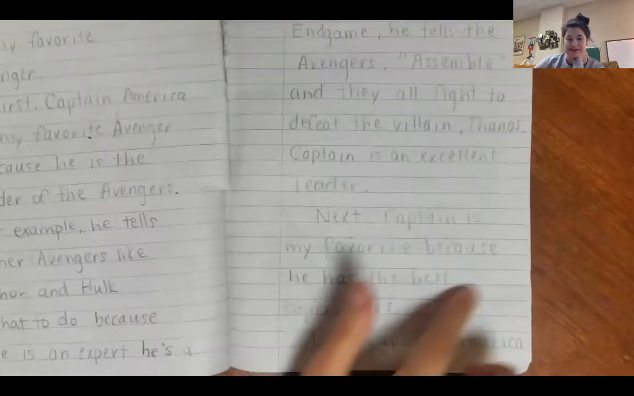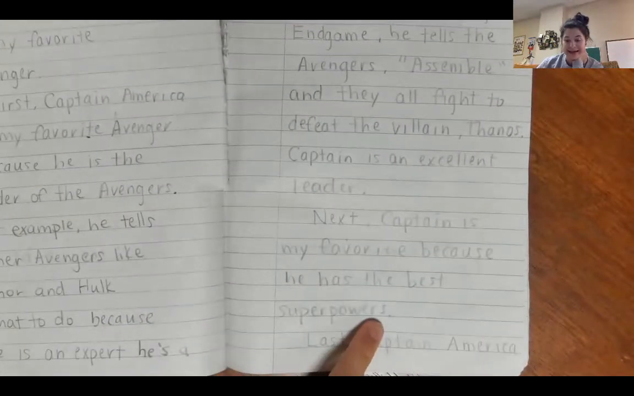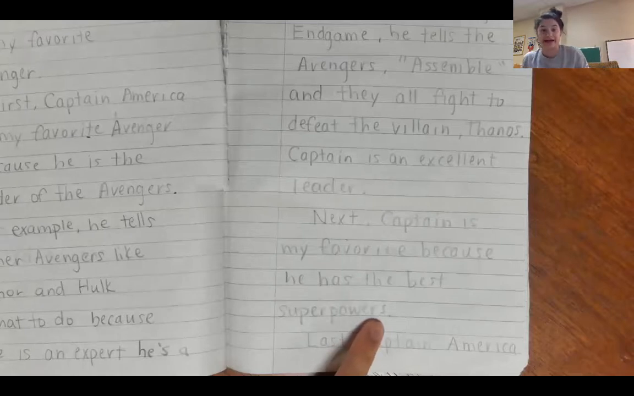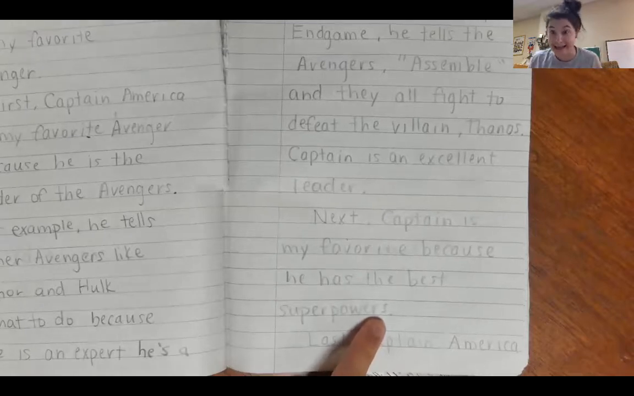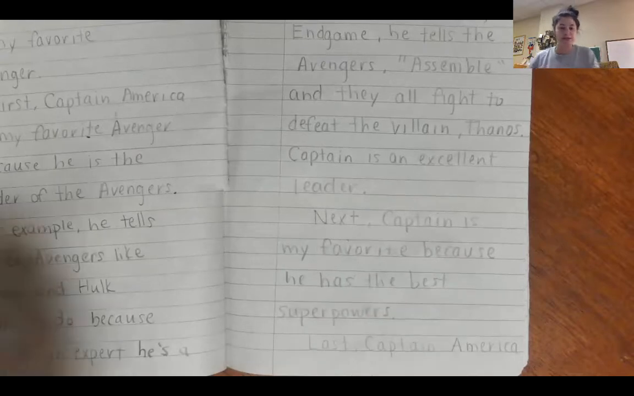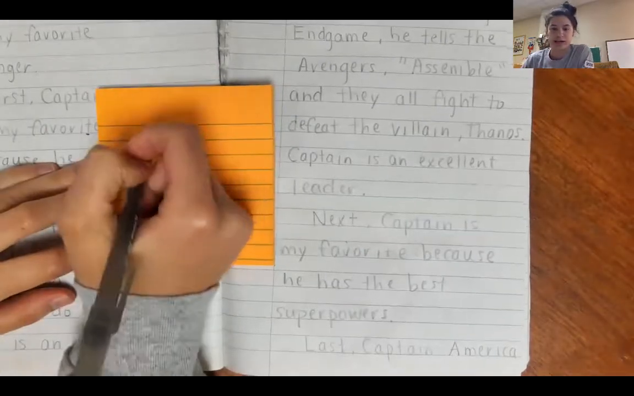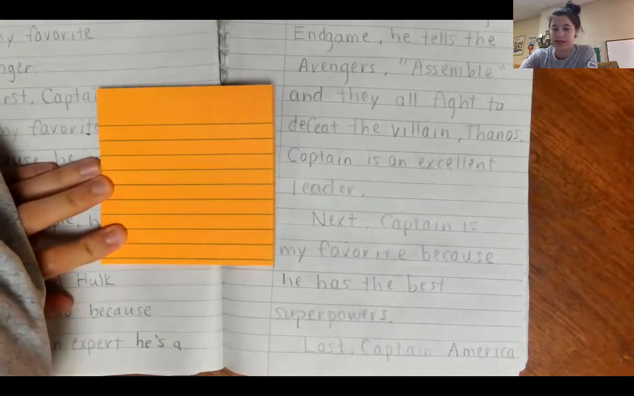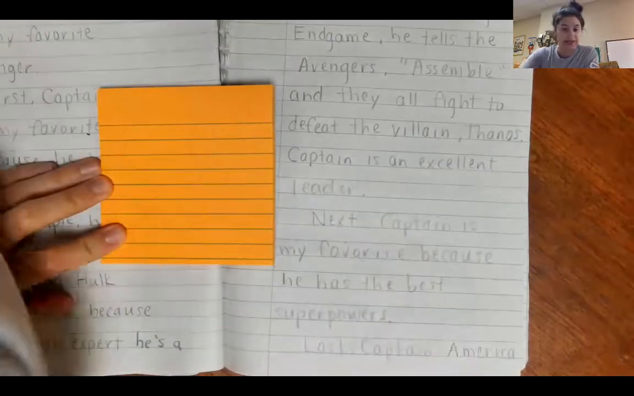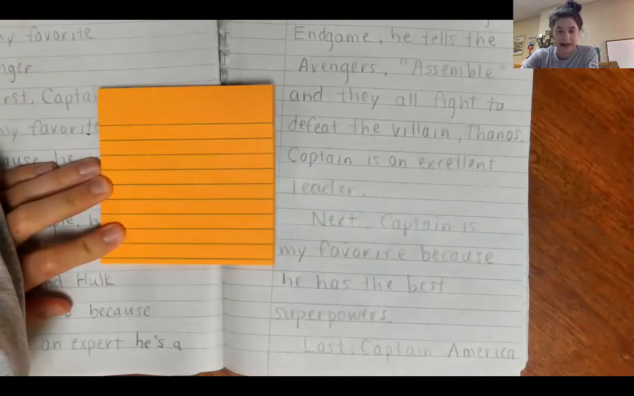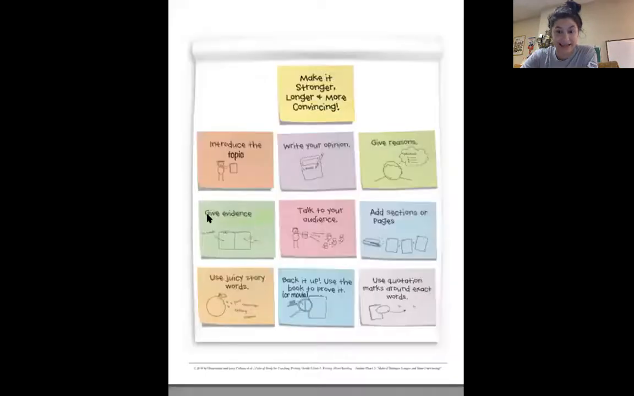So I'm looking at this reason here and I realized I don't have any evidence there that Captain has great superpowers. I didn't say anything about his superpowers actually. So I'm going to use my Post-it here and jot down what I'm missing from my chart, because I realize I have a reason, but I do not have evidence that he has the best superpower. So I need to give evidence still. I'm going to put that on a Post-it because I'm missing it.